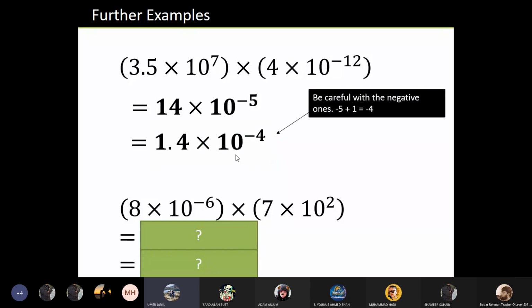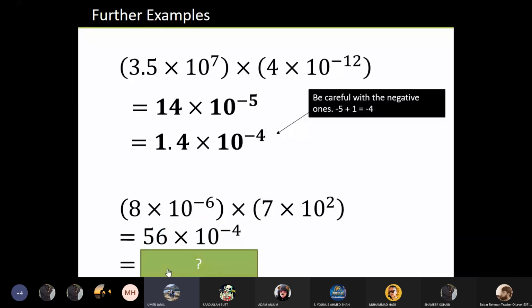Next, we have another standard form which is 8 multiplied by 10 to the power of minus 6 and then multiplied by 7 multiplied by 10 to the power of 2. First, we will take the first two numbers in the standard form and it will become 56 multiplied by 10. The base will remain same, to the power of 4 to the power of minus 4. 56 multiplied by 10 to the power of minus 4. The first answer will be this.